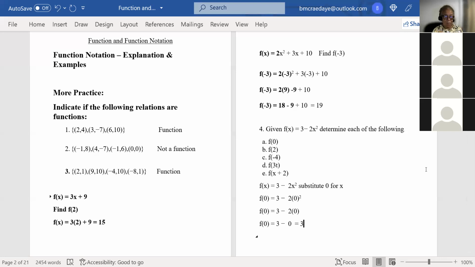So this one, let's put the answer here. A-N-S-W-E-R: 3. That's the answer for that one. Okay.